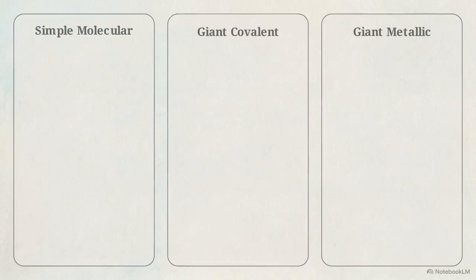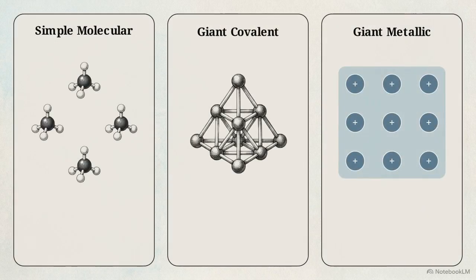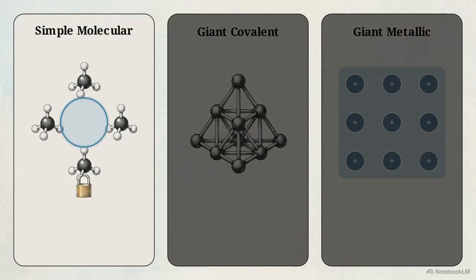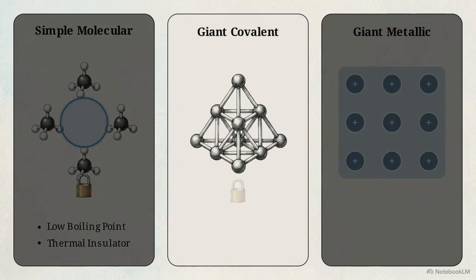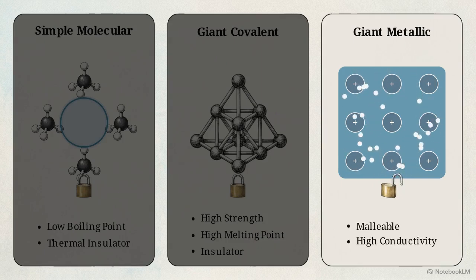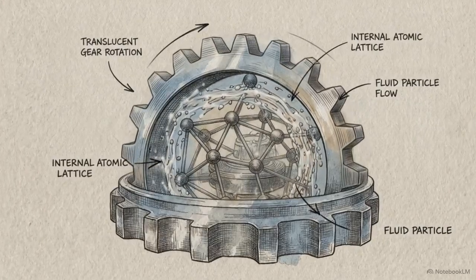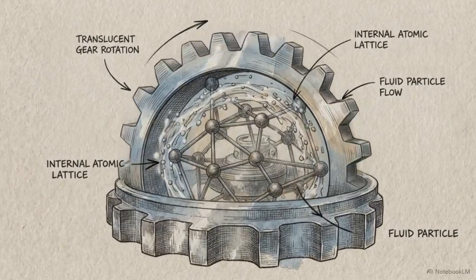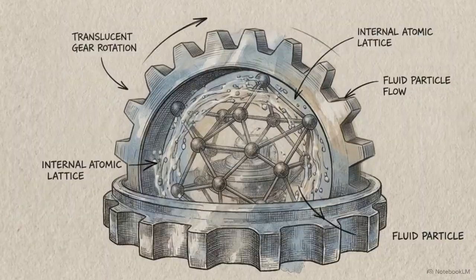We can see this engineering logic clearly when comparing our 3 structural models side by side. Locked electrons isolated inside discrete units result in low boiling points and thermal insulators. Continuous, locked covalent networks result in high structural strength, high melting points, and electrical insulators. And delocalized electrons, moving freely around a fixed lattice, result in high physical malleability and high electrical conductivity. The macroscopic reality we interact with every day is entirely programmed by these microscopic rules of electrostatic engineering.